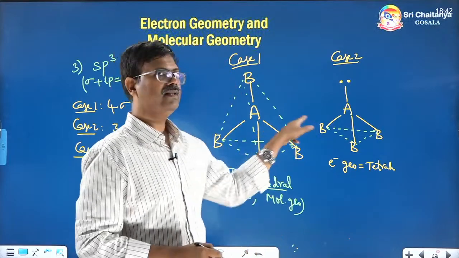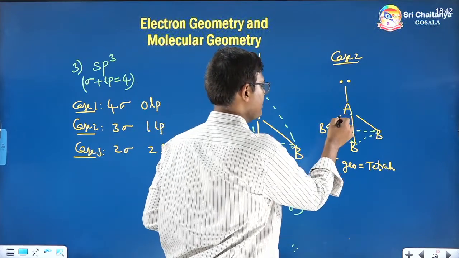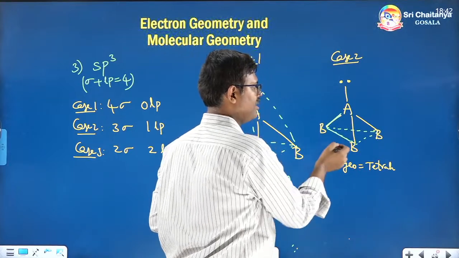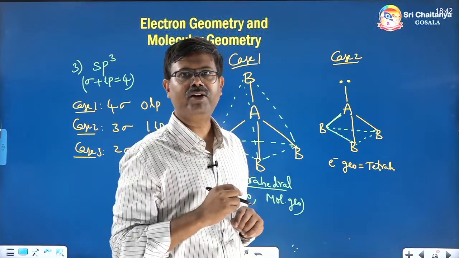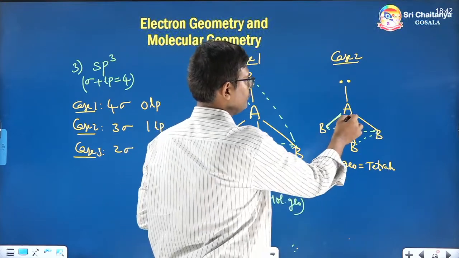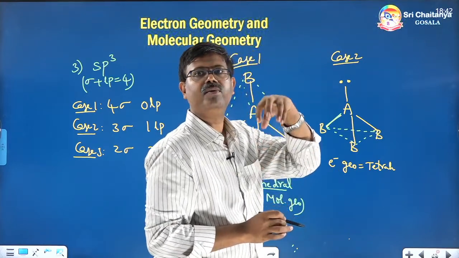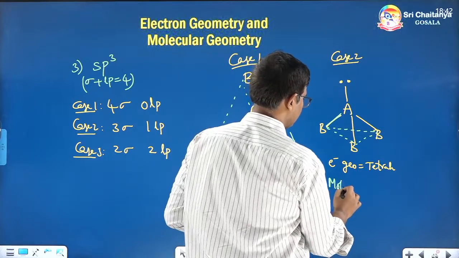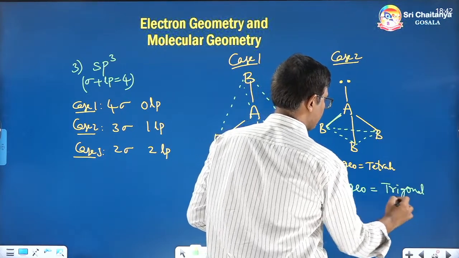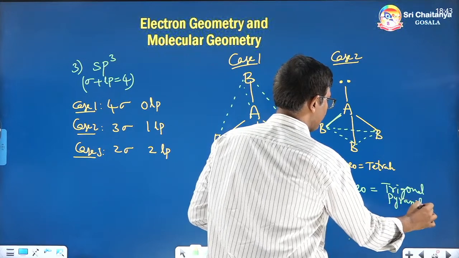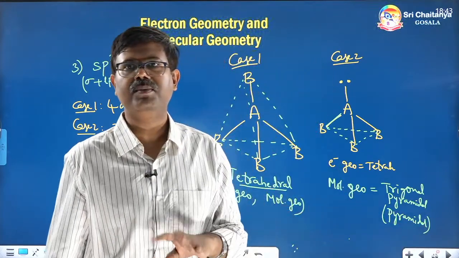This pyramid and this pyramid, what is the difference? In this pyramid all sides are the same length, but here if you look at this, this length is different from this length, because this is BB, this is AB. Different elements involved means the distance between them also will be different. So this shape is not called tetrahedral. This is called trigonal pyramidal. Molecular shape or molecular geometry is trigonal pyramidal, simply called pyramidal. You need not use the word trigonal here, simply you can say shape is pyramidal.